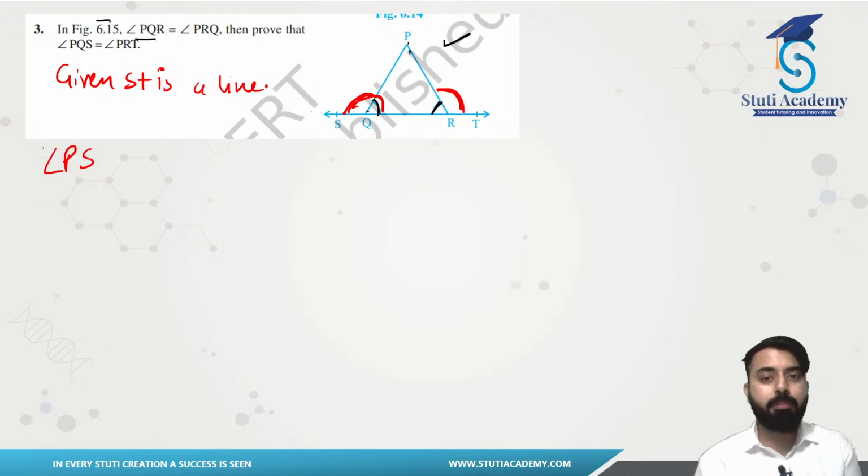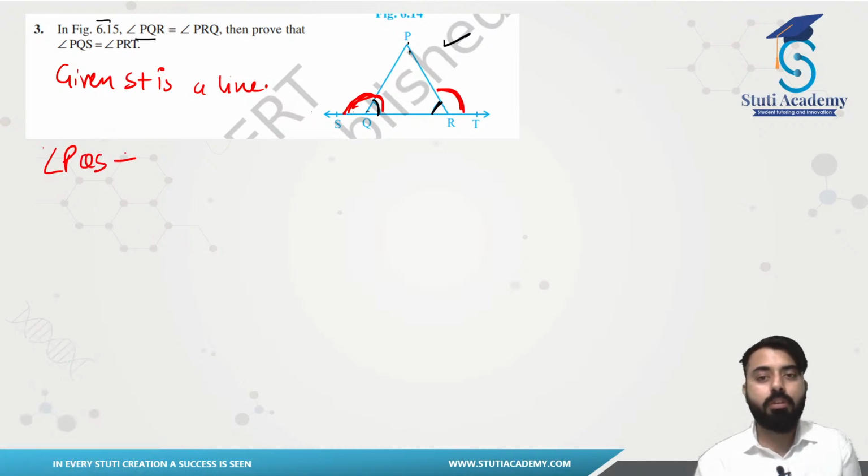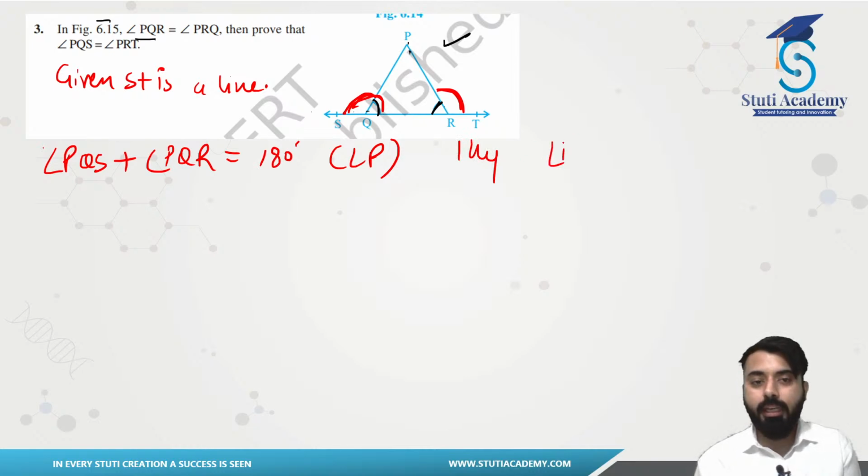So angle PQS plus angle PQR should be what? Should be 180, linear pair. Similarly, angle PRT plus angle PRQ, that should be what? That should be 180 as well. Both of them are the same. So you see both of them are equal to the same thing, and I know PQR is the same as PRQ.